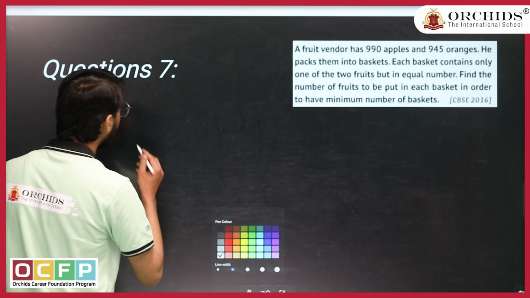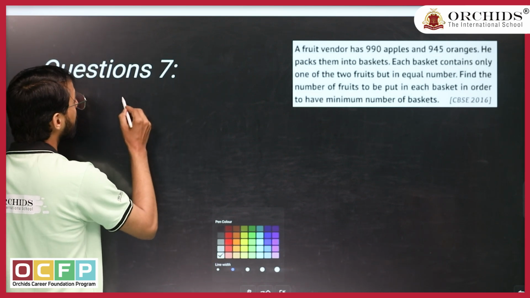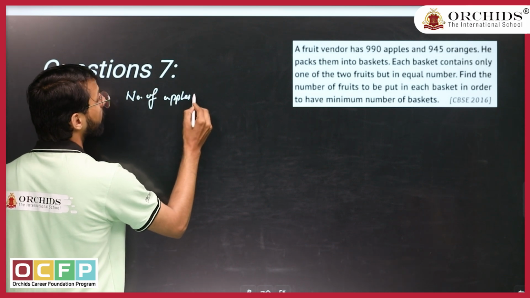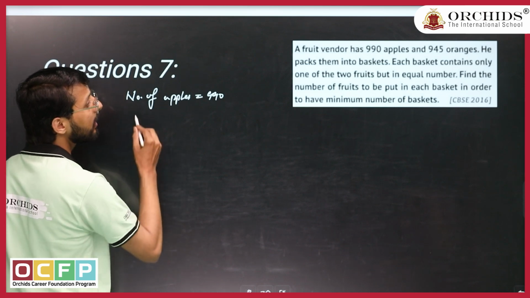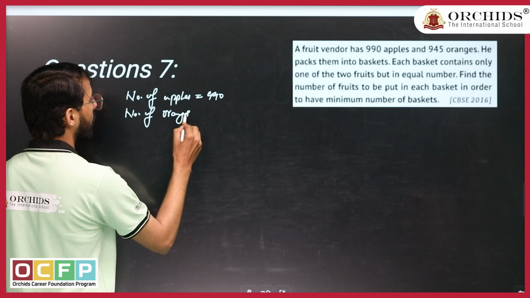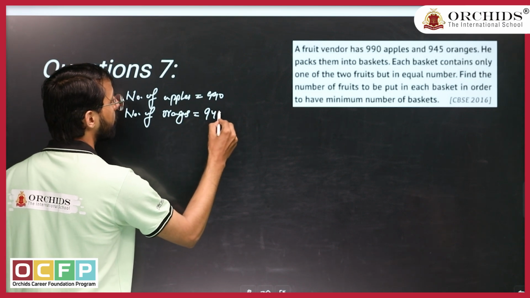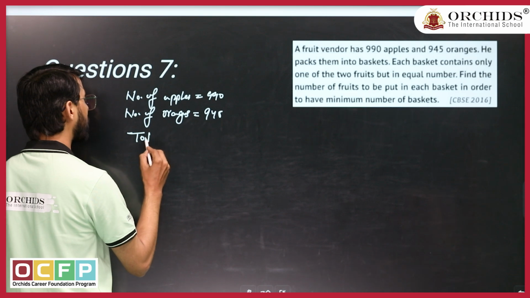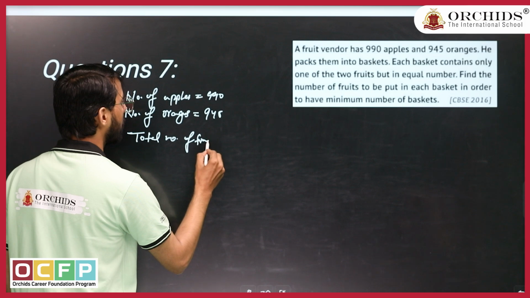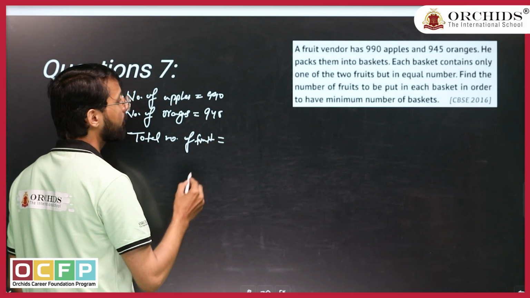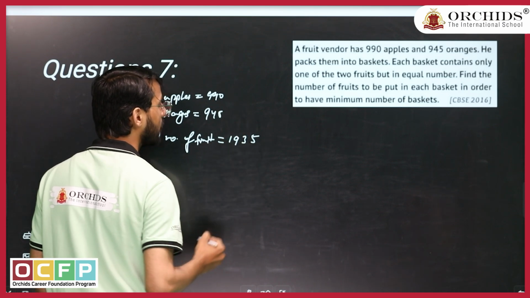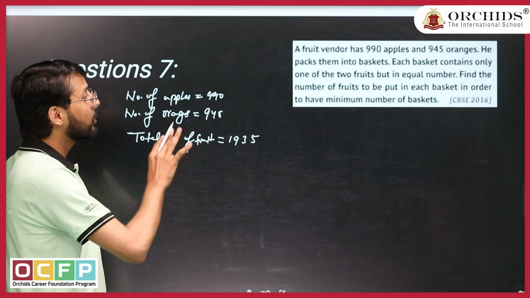How to start? First I will write the given part. Number of apples is equal to 990. Number of oranges is equal to 945. What will be the total number of fruit I have? Total number of fruit is the sum of 990 plus 945. 0 plus 5 is 5, 9 plus 4 is 13, 1 carry, 9 and 18 and 19. You are getting 1935 as a total.